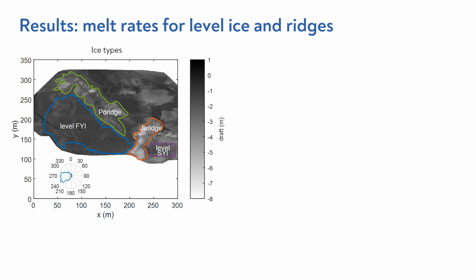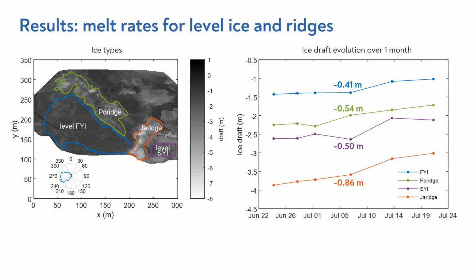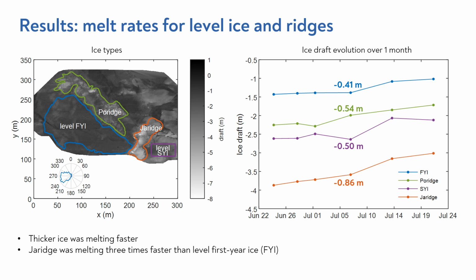We observed that thicker ice was generally melting faster, with the largest melt for ridges, less melt for second-year ice, and the smallest melt for first-year ice. The ridge was melting 3 times faster than level first-year ice around it.